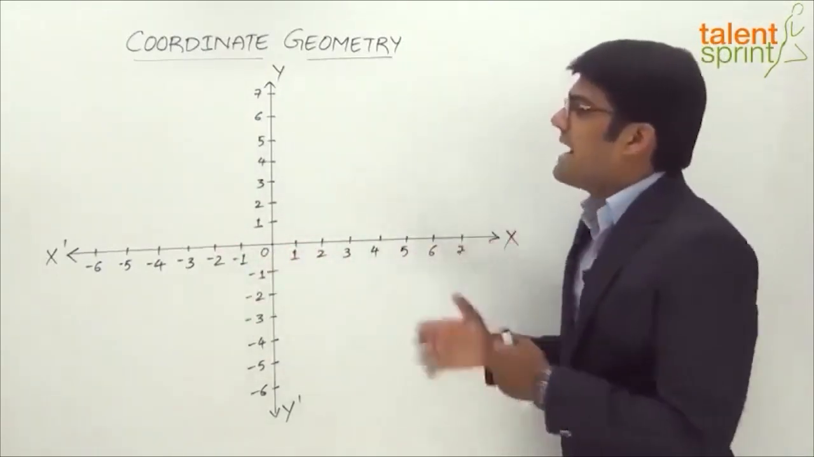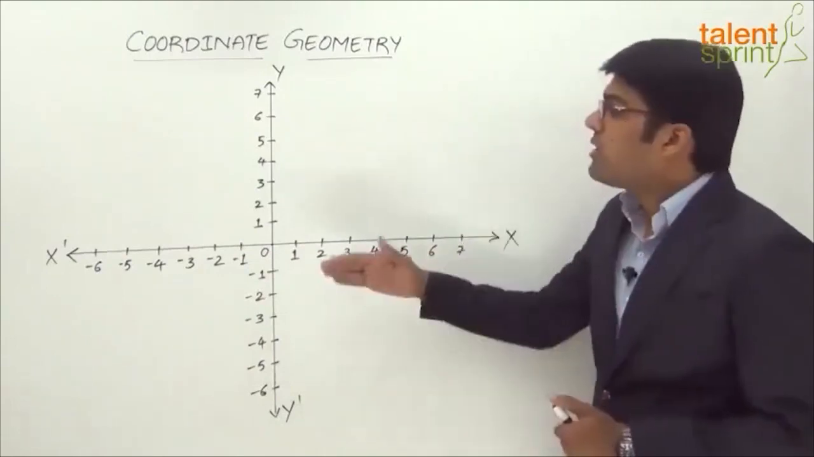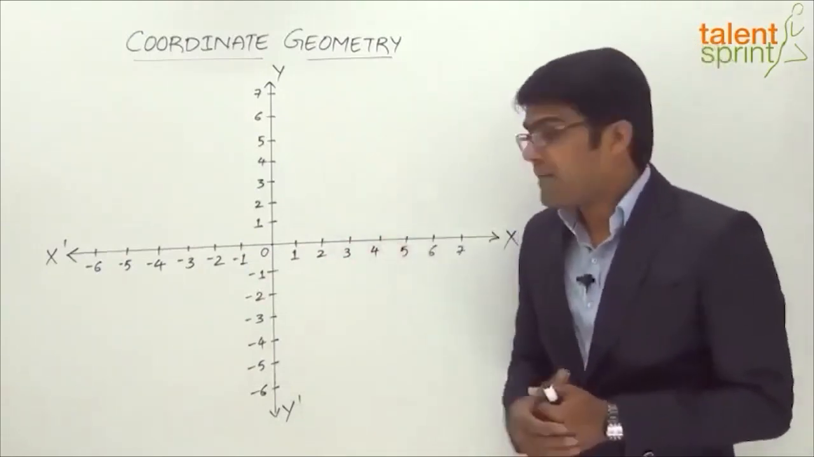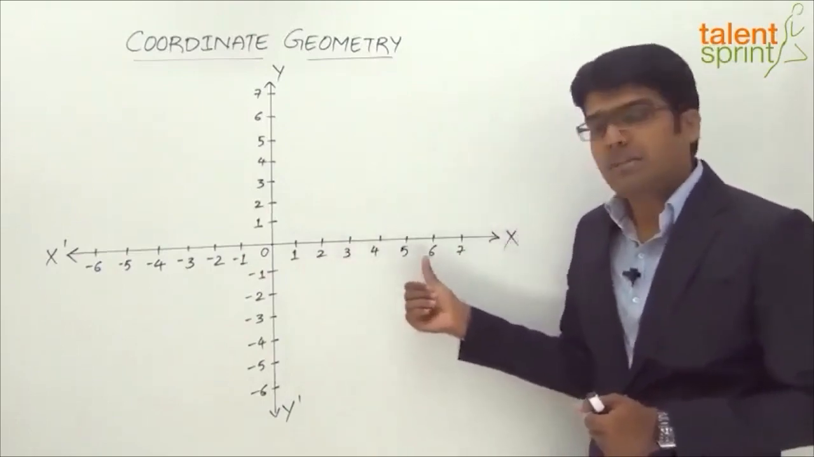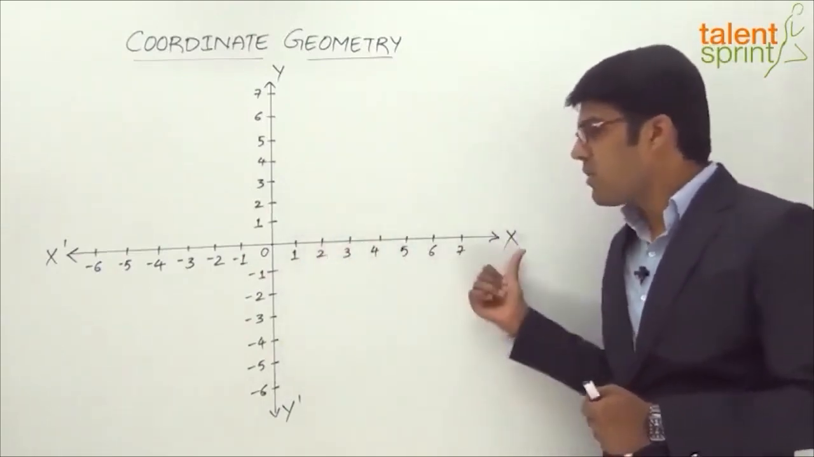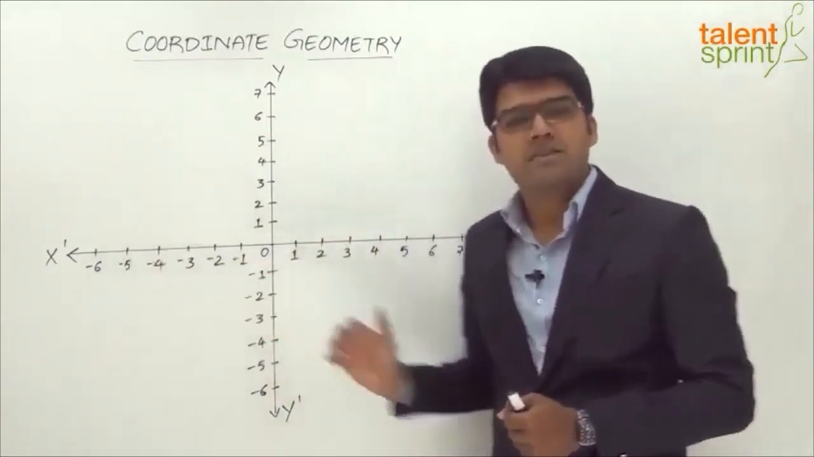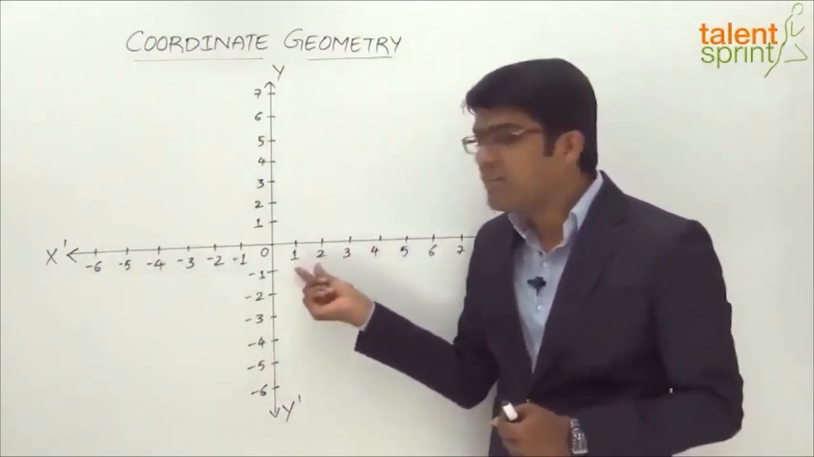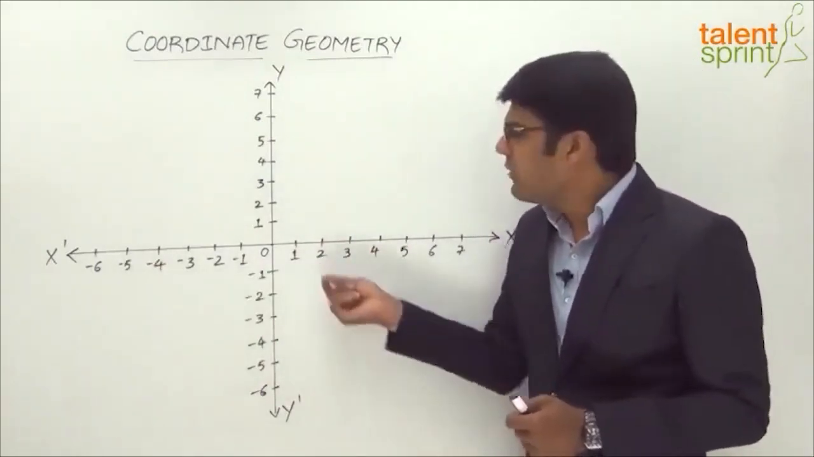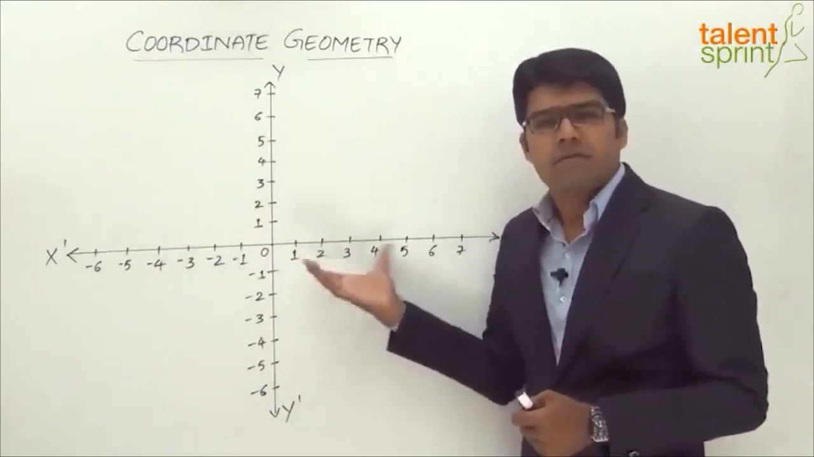So what do we understand from these two lines? Here on both the perpendicular axes I have indicated only the integral values, that is +1, +2, +3 and so on, and -1, -2, -3 and so on. But in between 1 and 2 we again have infinite values which can be further denoted if required.